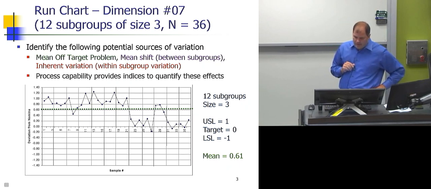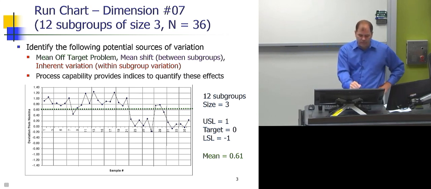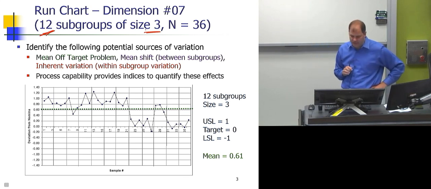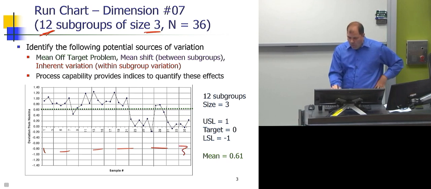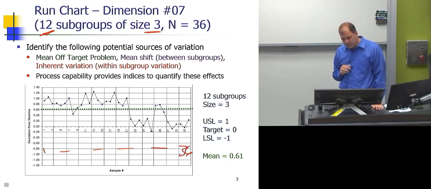Now, as I mentioned, what we're trying to do is some problem solving. Let's say we went out and got 12 subgroups of size 3, for a total of n equals 36. If we were to plot this, each dot being 1 through 36, we could also look at some things.